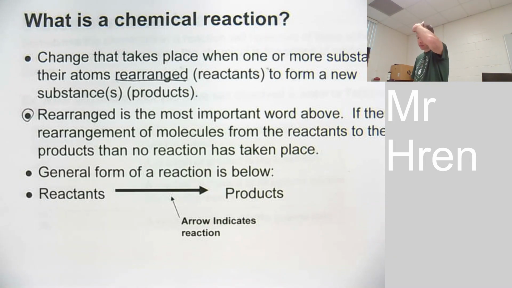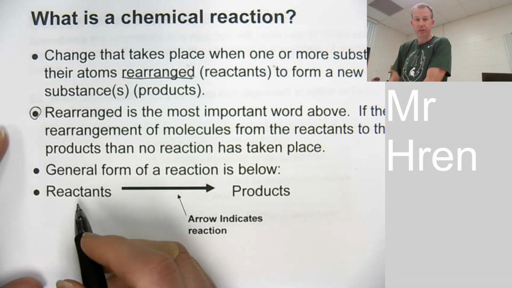So next, the general form of a reaction is shown below. So the general format is that you start with these things called reactants.